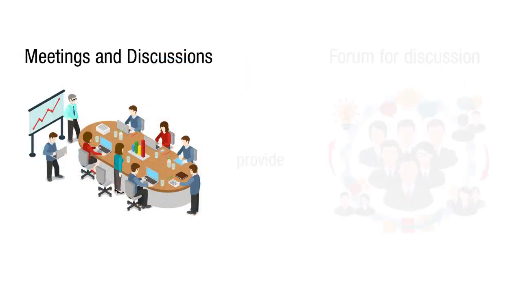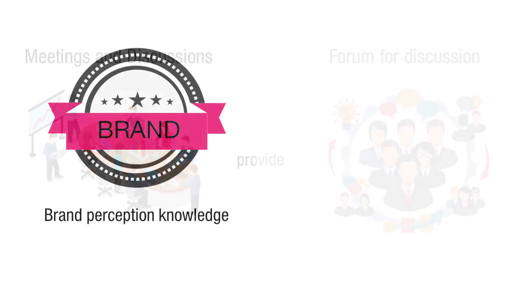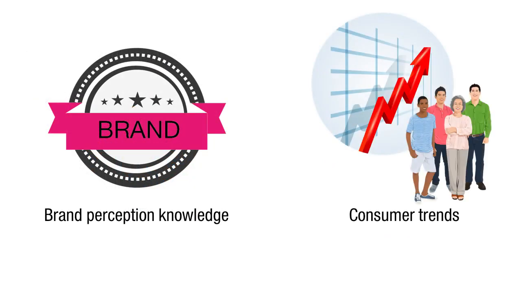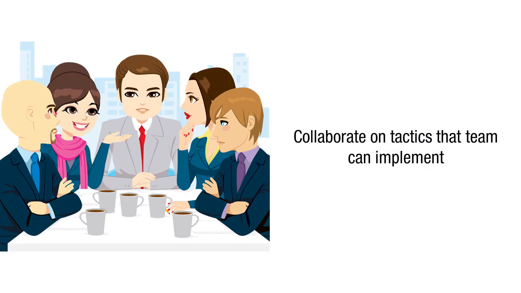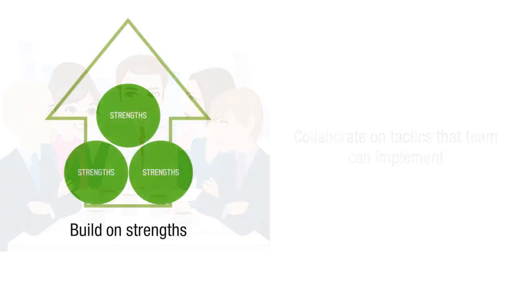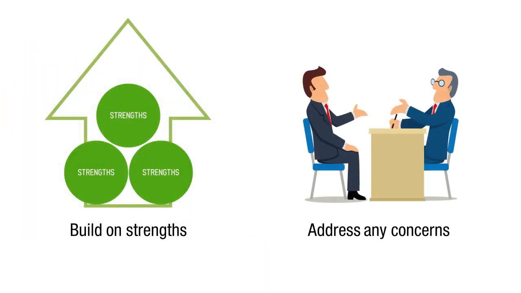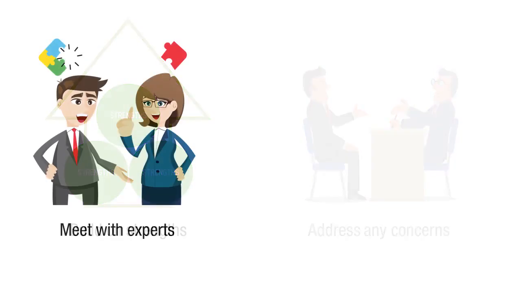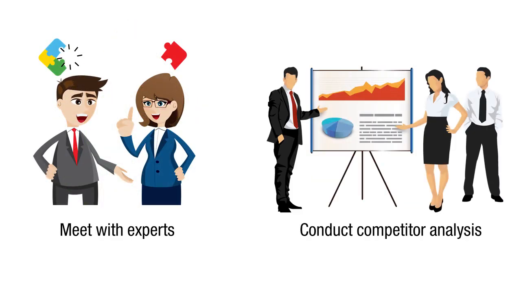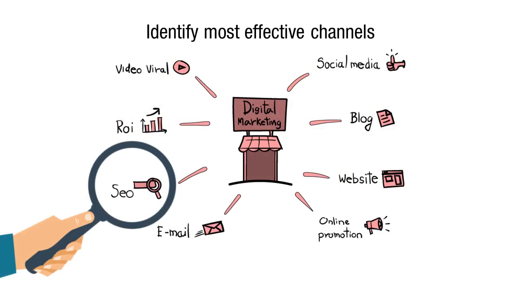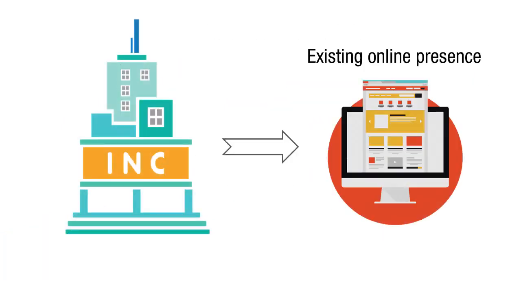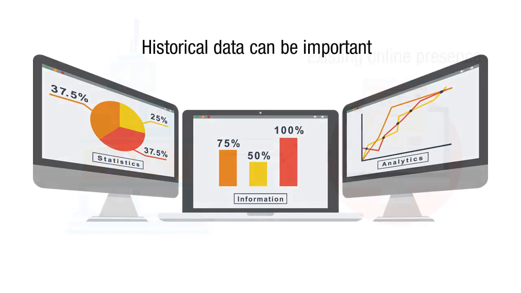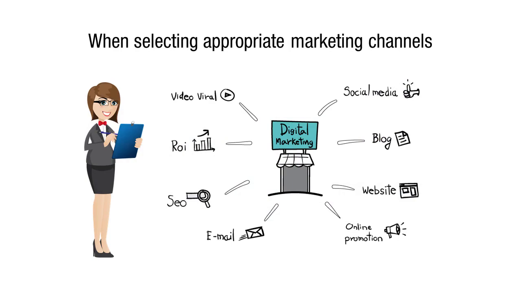Meetings and discussions provide a forum to discuss brand perception knowledge and consumer trends and to collaborate on tactics that the team can implement in order to build on strengths and address any concerns. The team also meets with experts and conducts competitor analysis to identify the most effective channels to reach target consumers. If the company has an existing online presence, then historical data can also be important to consider when selecting the appropriate marketing channels for the product or brand.